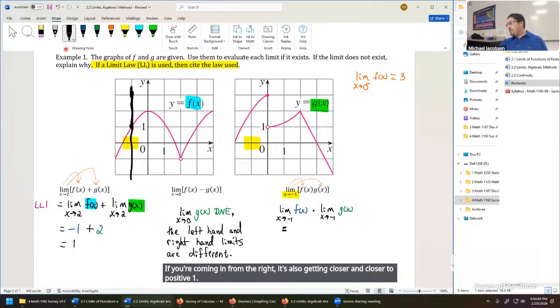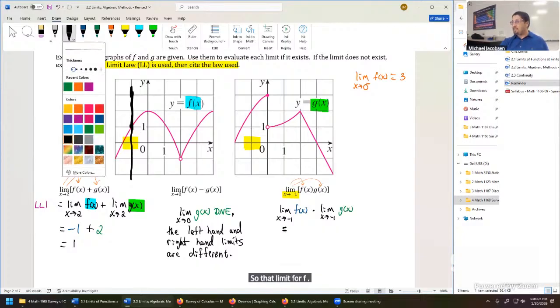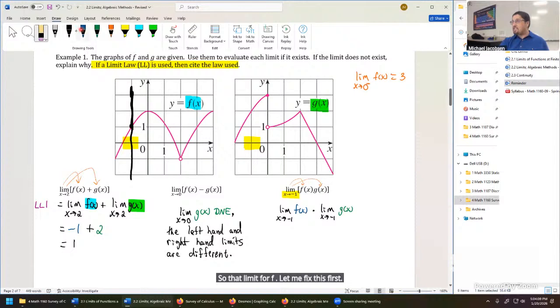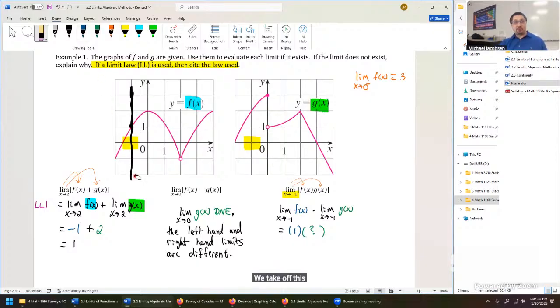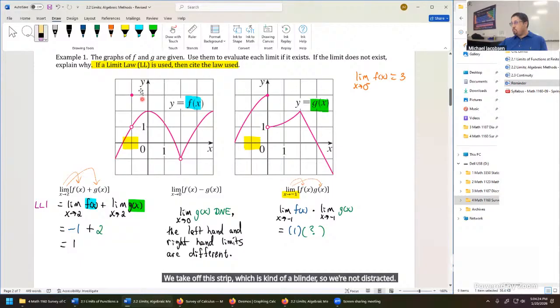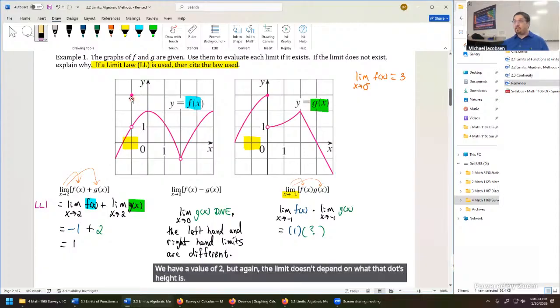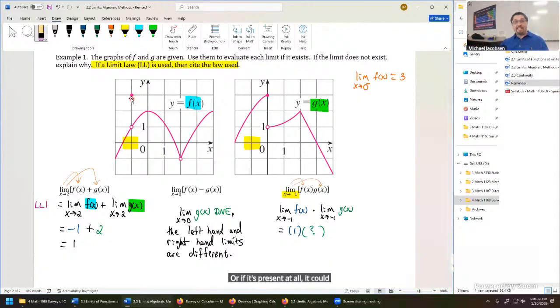So that limit for f of x, let me fix this first. The limit for f of x equals 1. We'll multiply it by something, the limit for g of x. We take off this strip, which is kind of a blinder, so we're not distracted. We have a value of 2, but again, the limit doesn't depend on what that dot's height is, or if it's present at all. It could just be gone, and the function's undefined at -1.